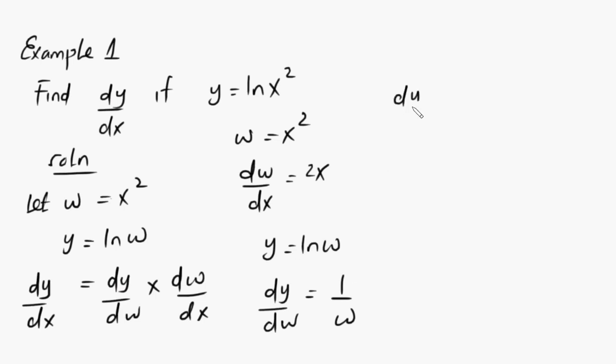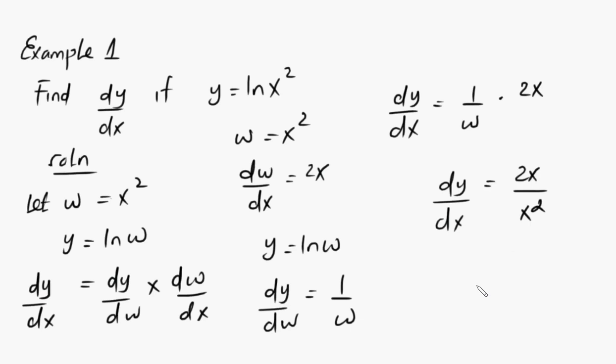So my dy/dx is just going to be equal to dy/dw, which is 1 over w, times dw/dx, which is 2x. So dy/dx is equal to 2x over w, but w is x squared. So one x cancels, and dy/dx is just equal to 2 over x. So this is the answer when y equals ln x squared. Let's see example 2 very quickly.